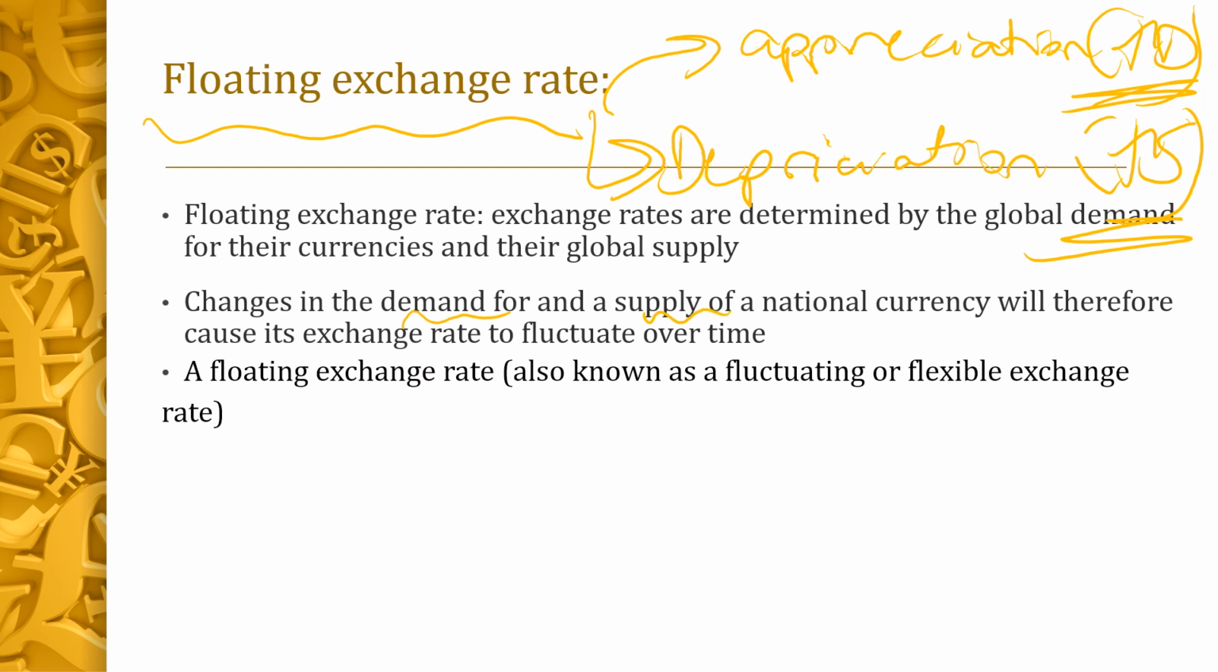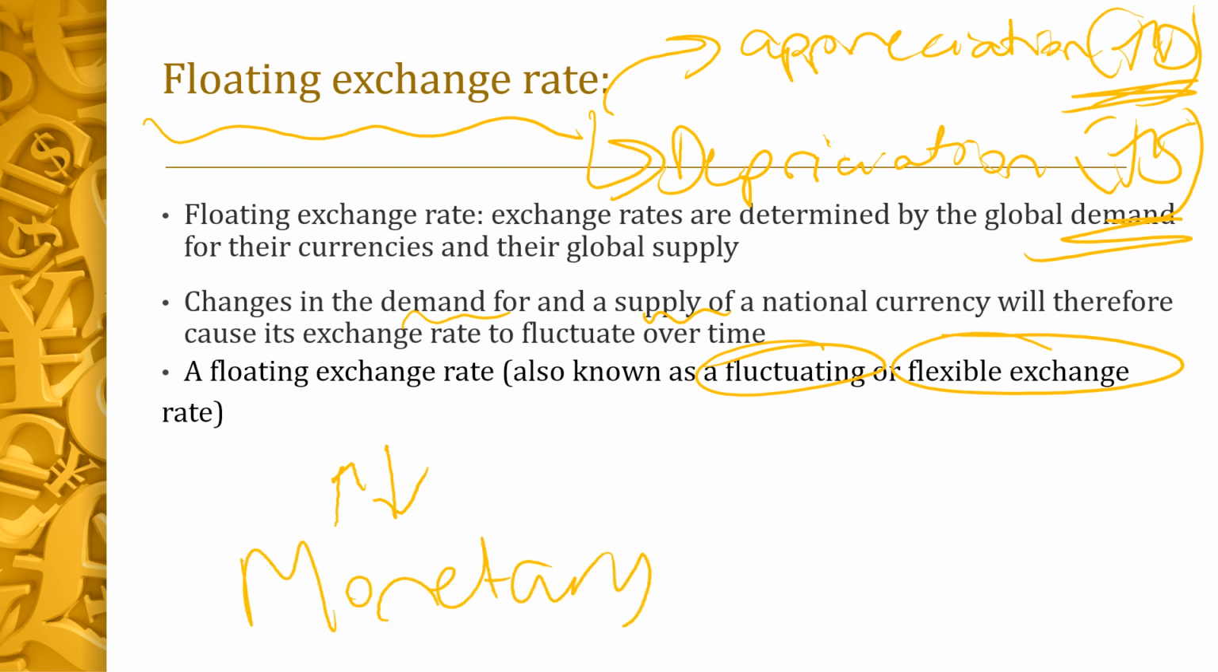A floating exchange rate is also known as a fluctuating or a flexible exchange rate. What does that mean? This is a type of exchange rate system in which a currency's value is allowed to fluctuate, which means increase or decrease, in response to the market forces of demand and supply of a certain currency. Now, in many countries, even with floating currencies, central banks often participate in markets to attempt to influence the value of the floating exchange rates. And this we took previously when I was explaining monetary policy.